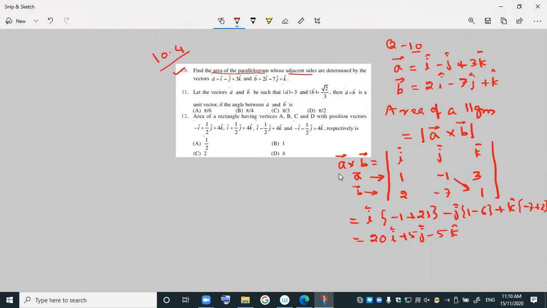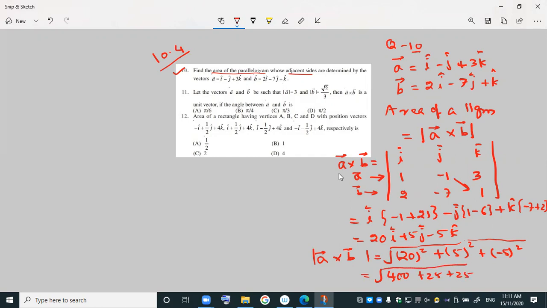Correct? Now find its magnitude also. So magnitude of A cross B is equal to under root 20 square plus 5 square plus minus 5 square. 20 square is 400, 5 square is 25 plus 25. So we get under root 450.